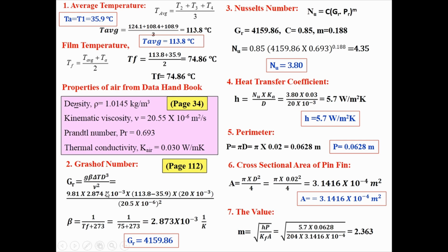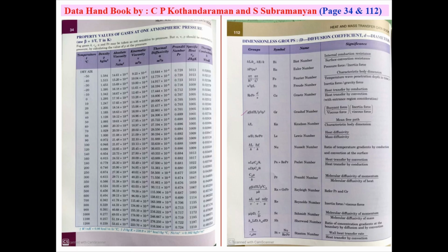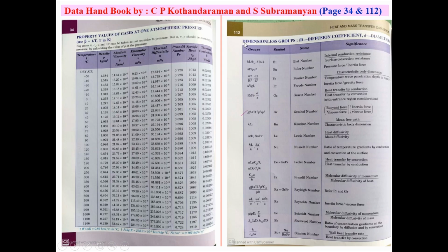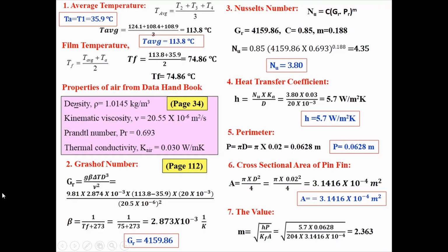Where can I get it? You can see here, this is page number 112. You can get the Grashof number equation. So I have written that equation. Then what I will do? I will try to substitute the values that are required.